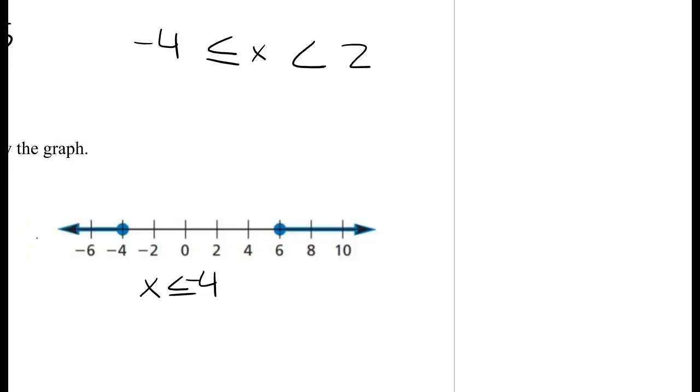Now, we know it's an OR statement. We're facing opposite directions, so I'll write the word OR. Then, we've got numbers that are greater than or equal to 6. 8, 10, all those numbers are greater than or equal to 6. It's or equal to, again, because of the closed circle, and that's how you write compound inequalities.